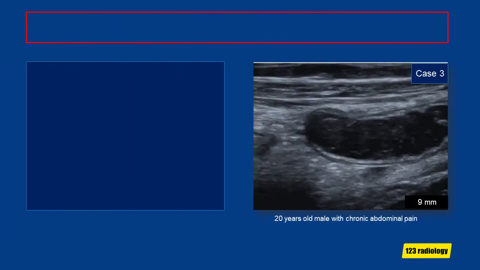This is a 20-year-old male with chronic abdominal pain. As you can see here, the appendix is enlarged, measuring about 9 millimeters in size, with its lumen filled with fluid. The appendiceal wall appears normal, and the periappendiceal tissues are also normal. This represents mucocele of the appendix.